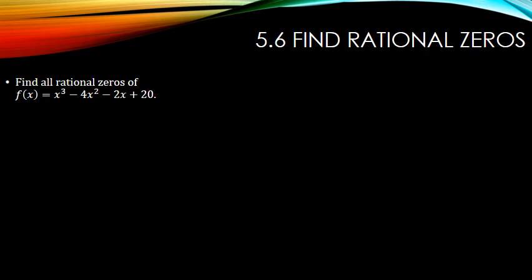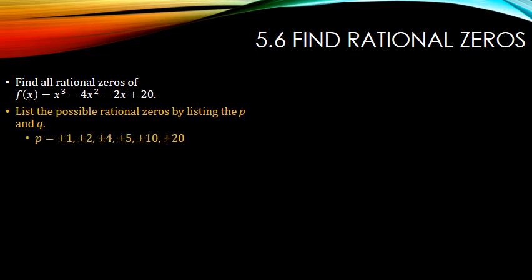So on this problem, instead of just finding all the possible rational zeros, let's find all the ones that are actually zeros. We might want to try factoring. I've tried it with this problem. Factoring doesn't work. So we're going to have to do it with p's and q's.